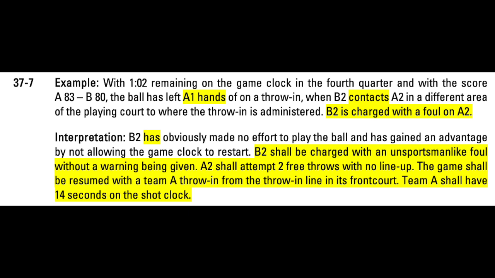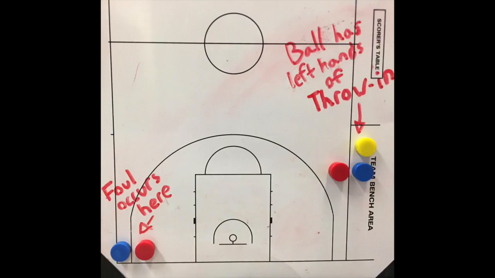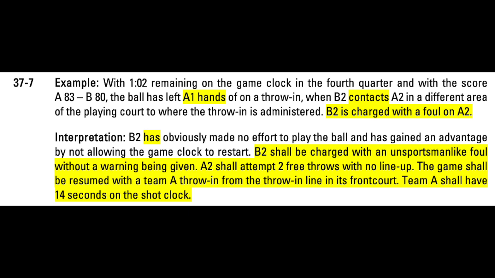There is one special situation that we can have a U foul after the ball has left the hands of the thrower, and this is a case that we don't really see often. So A1 started his throw-in motion, so the ball has left their hands to pass the ball, and B2 contacts A2 in a different area of the playing court from where the throw-in's administered. So if the throw-in's administered at the free throw line extended, say this foul occurred in the bottom left corner of the front court, so basically way off ball. They deem that an unsportsmanlike foul because there's no effort to play the ball, and there's advantage gained by not allowing the clock to start.